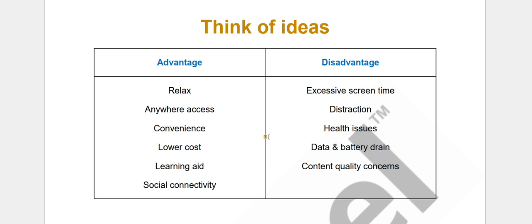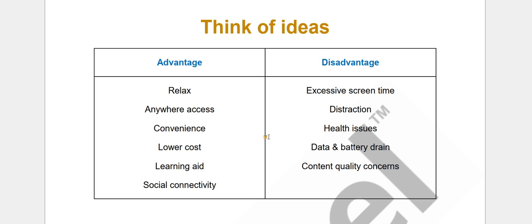Second, another advantage could be that anywhere you can access them. Obviously, that's the advantage. Convenience, yeah, because you do not have to get out of your house. You do not need any TV, or any console like PlayStation or Xbox, to play games or watch movies. Just your smartphone or your laptop or your tablet, you can carry them anywhere and watch movies or play games.